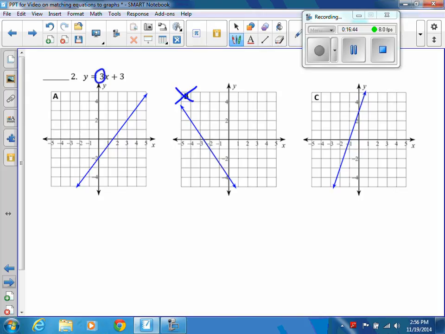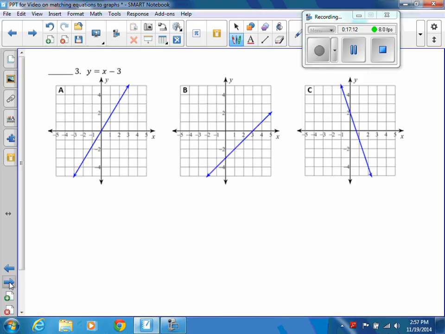Okay, now my y-intercept. What is my y-intercept? If you said positive 3, you are correct, which makes it right here on graph C. So this one is my correct answer right here. Because this one here is at negative 3, so this one is out. This is wrong. So my correct answer here is C.